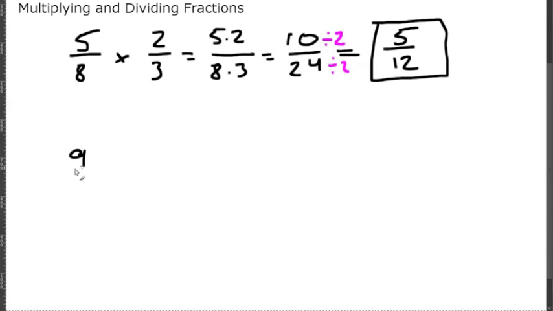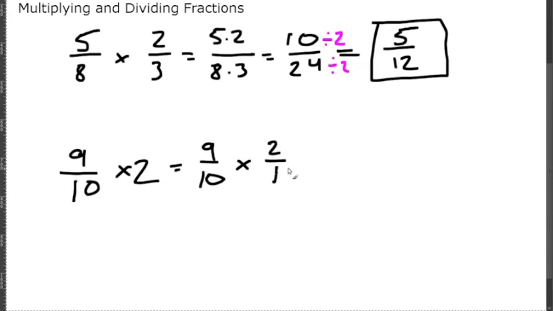Another example can be 9 over 10, so 9/10 times 2. Now, we have a fraction times a whole number, but remember, a whole number can be written as a fraction. So we're going to have 9 over 10, which is our first factor, times 2 over 1. Because 2 divided by 1 will just give us 2. That's saying that we have 2 whole parts out of the 1, which would give us the number 2.